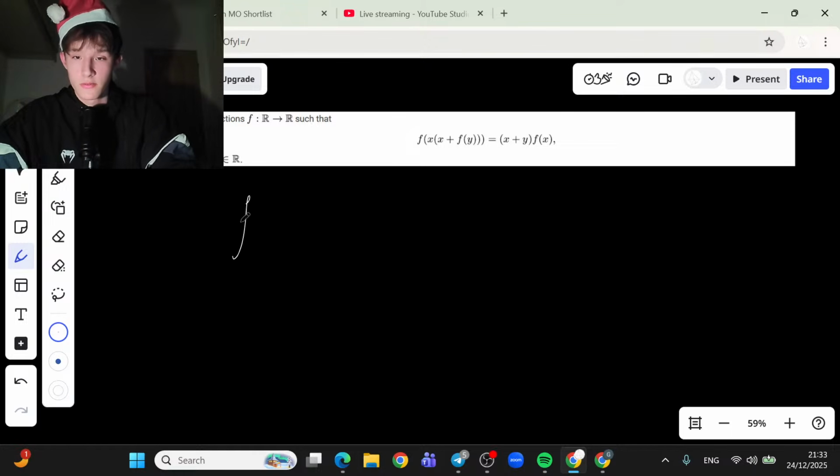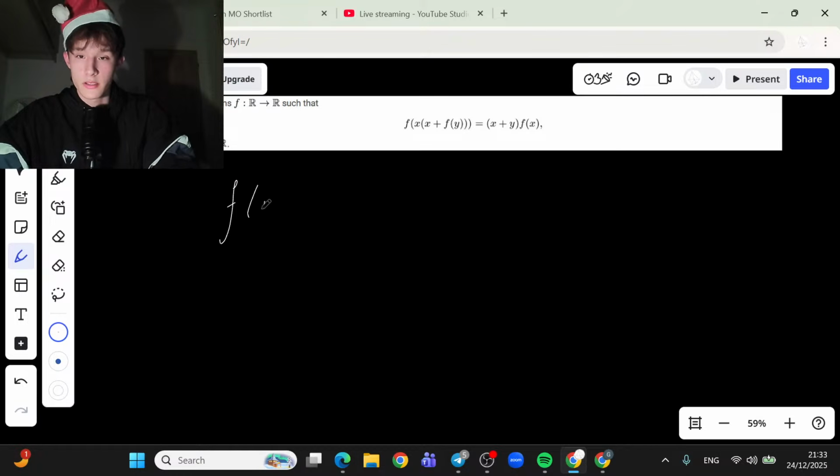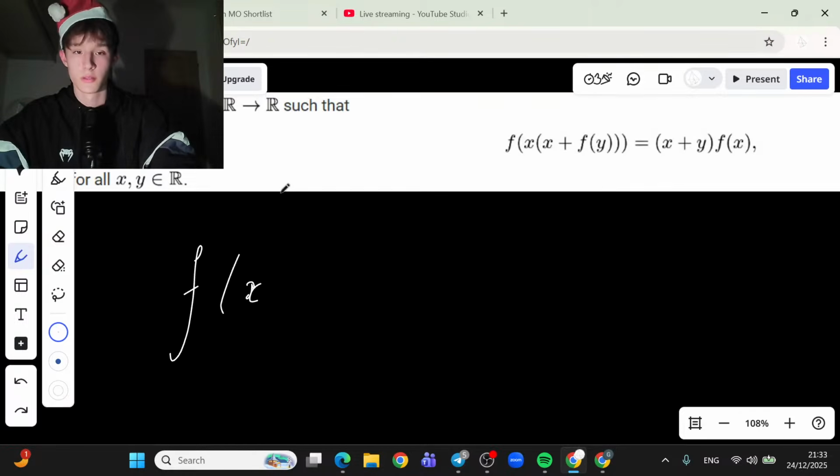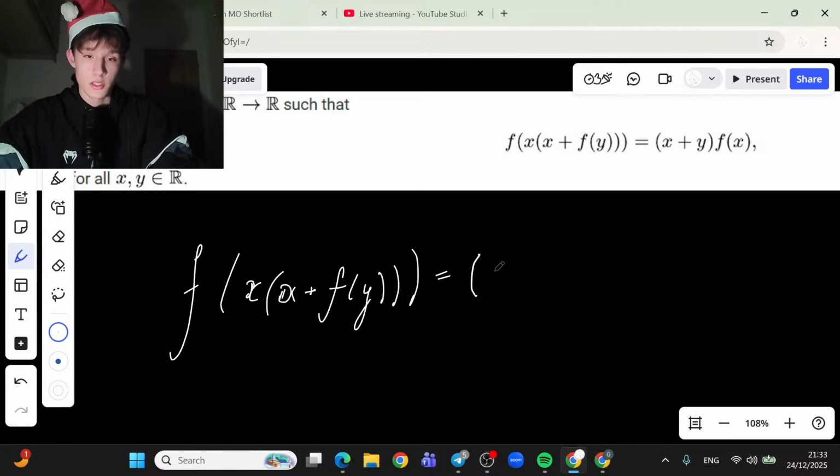So we have some function f from R to R, and obviously we have x times f of x plus f of y, and that's equal to x plus y times f of x. Wait, I'll zoom in a bit. It's a bit glitchy for some reason. Okay, so let's start with the obvious stuff.